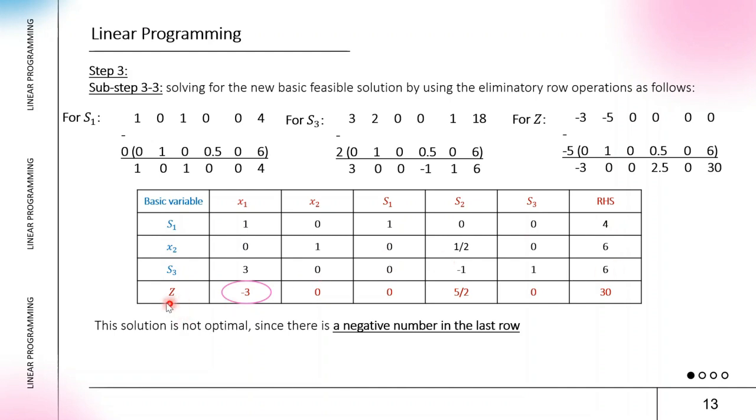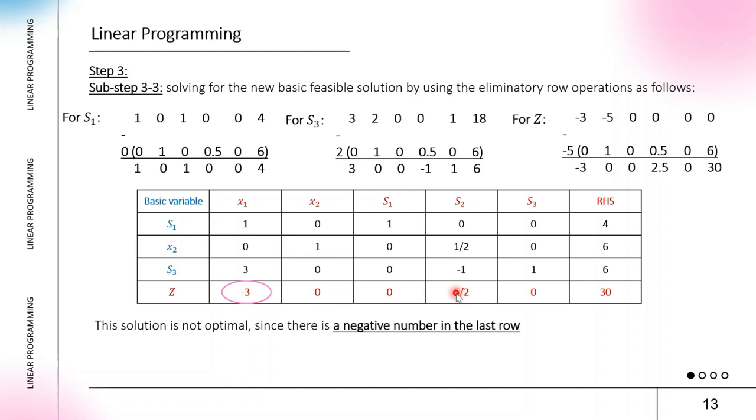The new objective function row is 30 minus 3x1 plus 2.5 S2. Two important observations arise in this slide. The new basic feasible solution gives the value of 30 for the objective function. It means that we had an improvement over the initial solution.